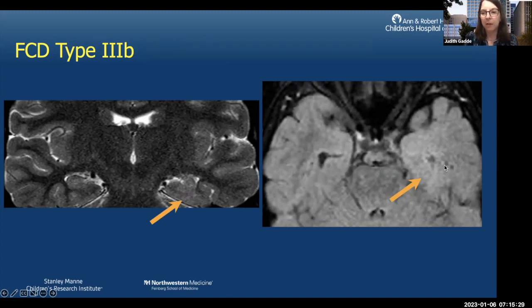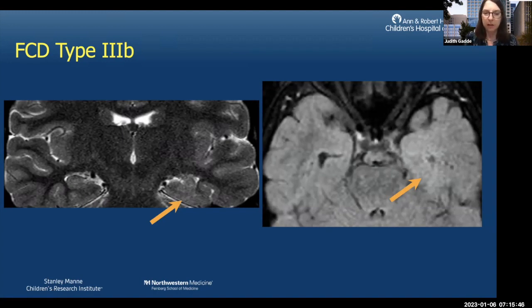And then on this zoomed in axial T2 FLAIR, we also see some subtle T2 FLAIR hyperintensity. This actually ended up being a ganglioglioma with focal cortical dysplasia. So that makes this a type 3B.